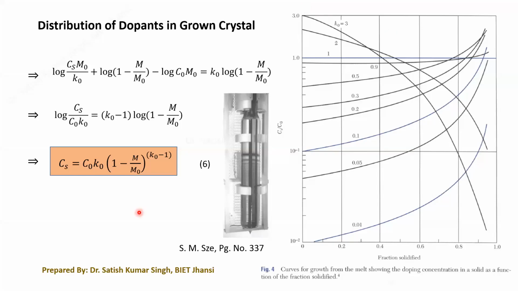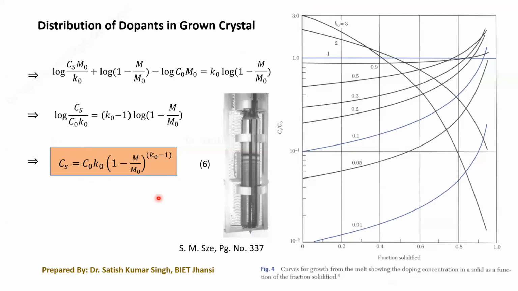So welcome back again. In the last lecture, we were discussing the distribution of dopants in a grown crystal. We already discussed the segregation coefficient that we defined, and then we derived this particular equation for the concentration of your dopants in the solid, which is given by this equation.